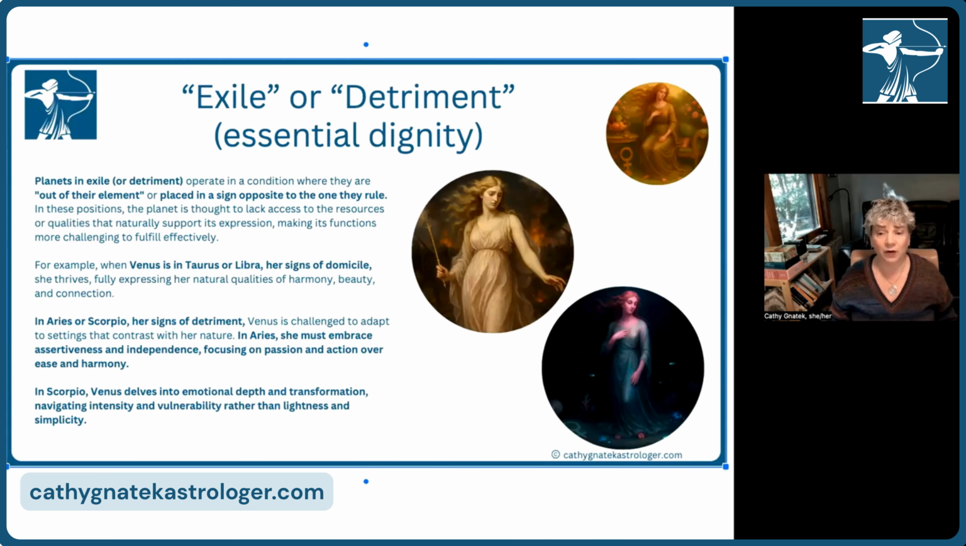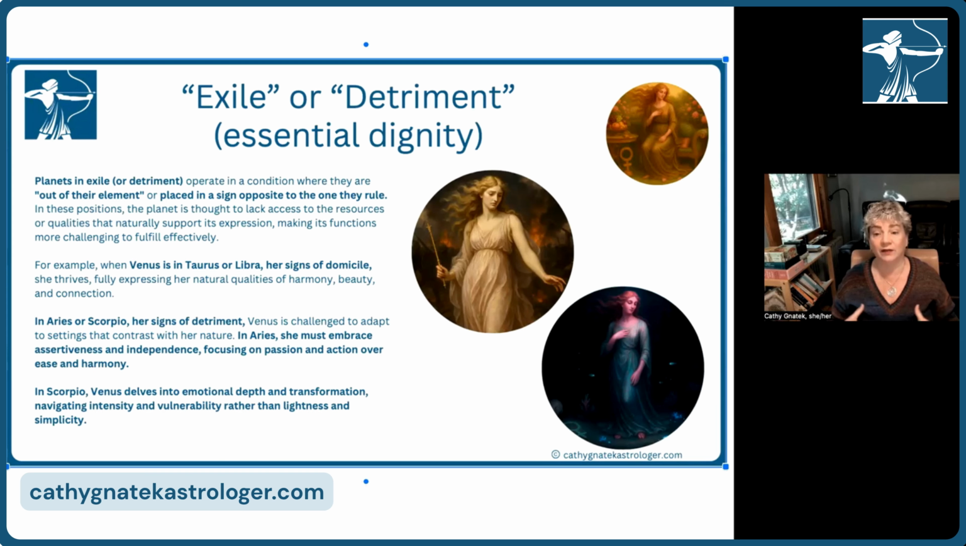So then, exile or detriment. I kind of explained this already, but I'll go ahead and read the slide to give us a deeper dive. Planets in exile or detriment operate in a condition where they are out of their element, placed in a sign opposite of the one they rule. In these positions, the planet is thought to lack access to the resources or qualities that naturally support its expression, making its functions more challenging to fulfill effectively. For example, when Venus is in Taurus or Libra, her signs of domicile, her home, she thrives, fully expressing her natural qualities of harmony and beauty and connection. When she's in Aries or Scorpio, her signs of detriment, she's challenged to adapt to settings that contrast with her nature.